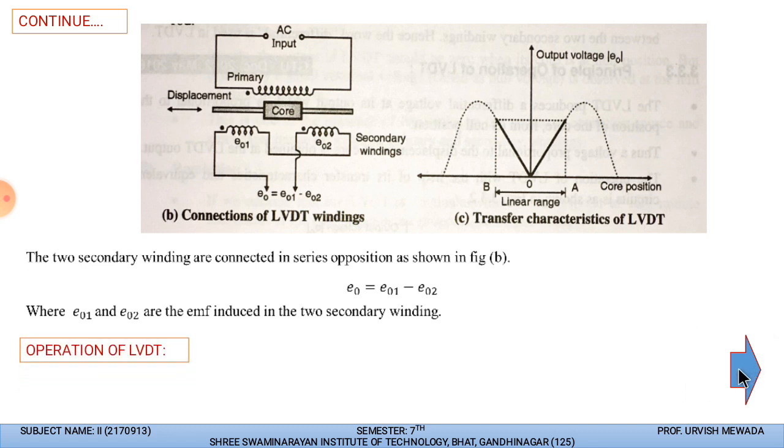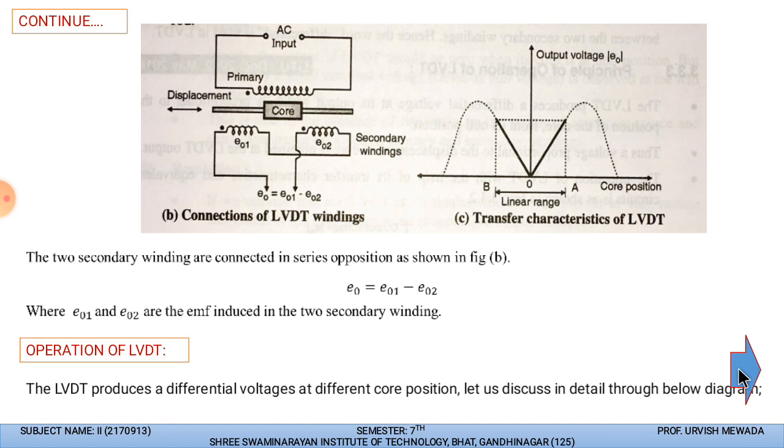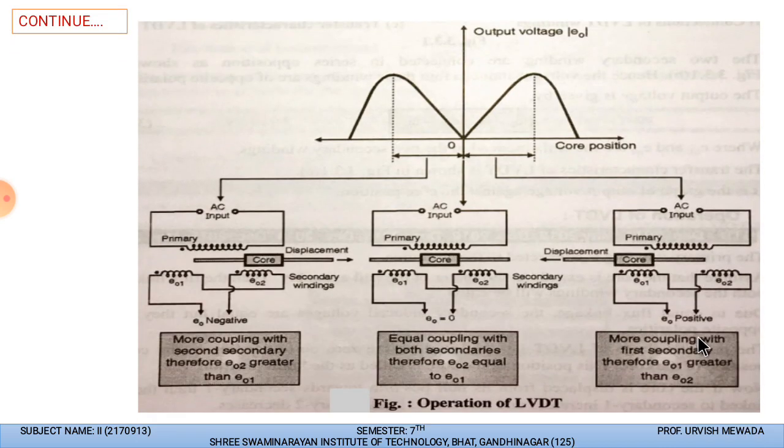So operation of LVDT, let us discuss the operation of the LVDT. So LVDT produces a differential voltage at different core positions. See, this is the core which is movable. So as this core moves, according to that movement of the core, the winding will cut the flux, and so it will produce the EMF accordingly. And the output will be the difference of those two EMFs. So let us discuss first the operation of the LVDT.